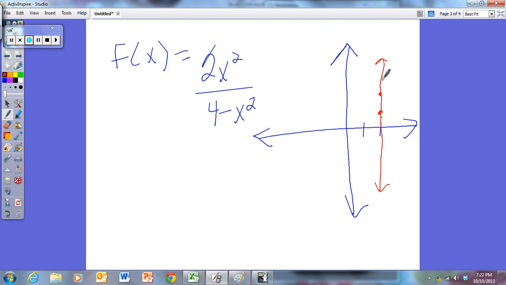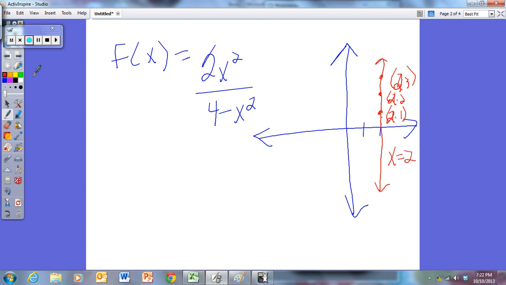Well, think about these coordinates. This is 1, 1, 1, 2, 1, 3. Notice how the x values for all of these points is 2. The x value for all of these points is 2. The vertical line is called the line x equals 2.